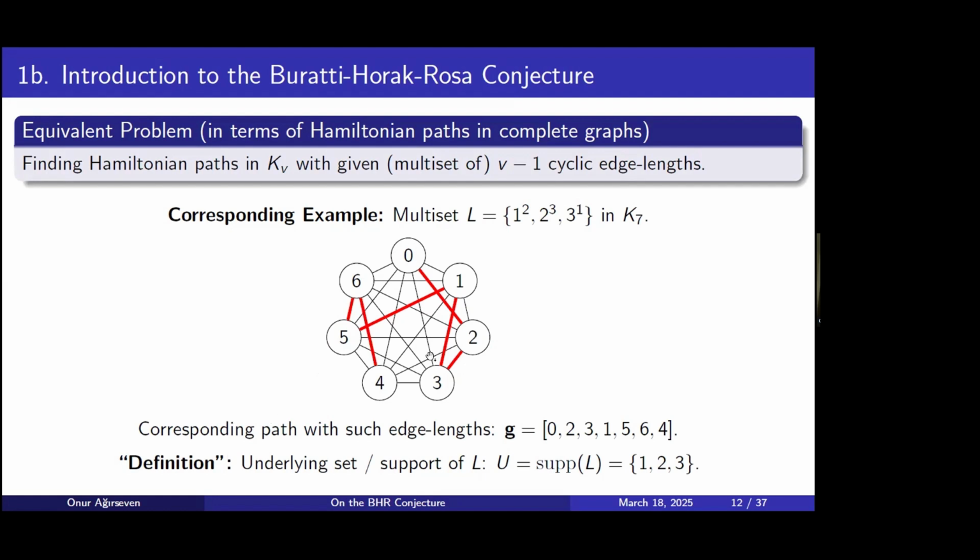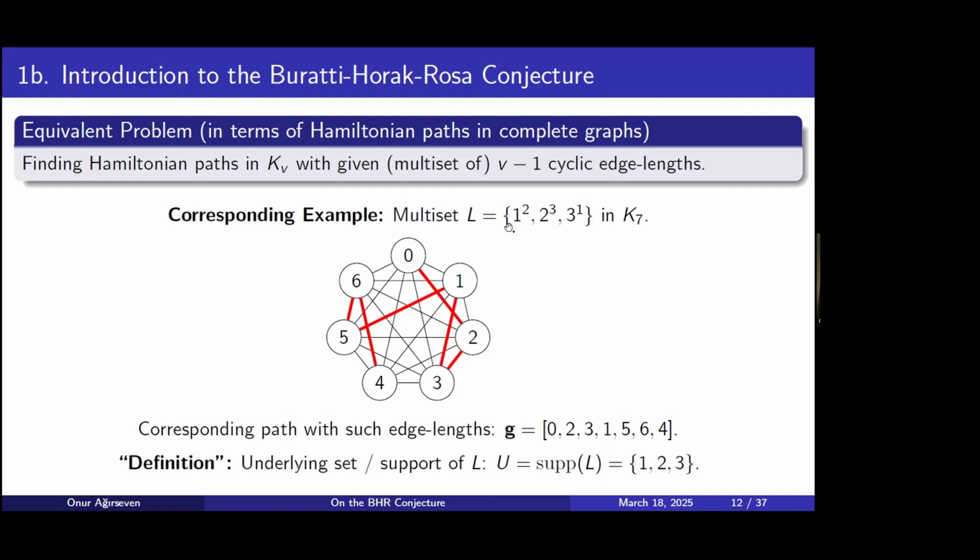We get a path. The path in this case is the same list as the previous list. Now the list is just representing a path: 0 to 2, 2 to 3, and so on and so forth. Now, immediately I'll add in new definitions. One definition that we will add is the support of a multiset, which is also oftentimes referred to as the underlying set. And that is the set where all the multiplicities are removed.